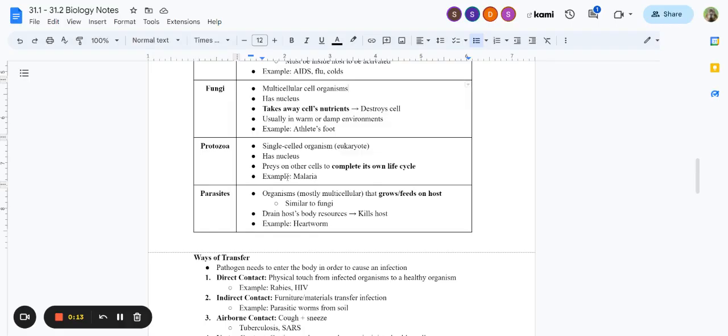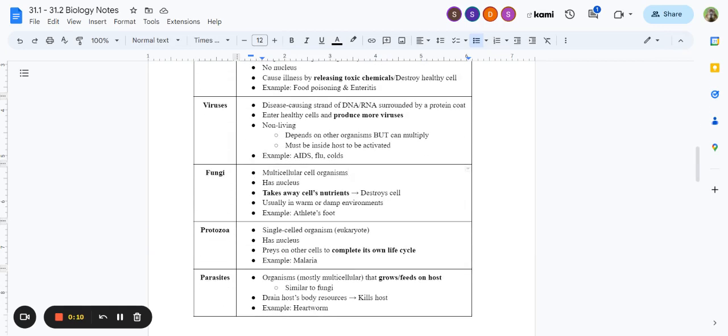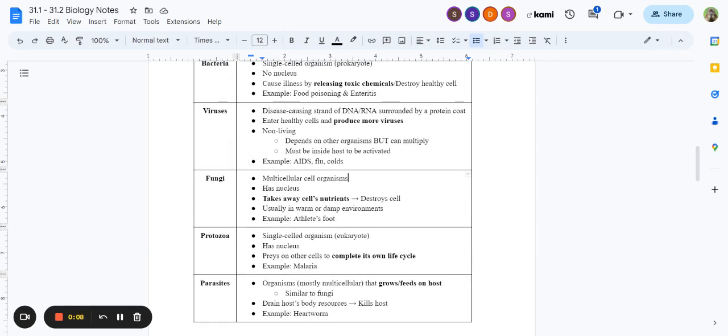These are the five types of pathogens, and it's best to memorize the types and memorize their functions.